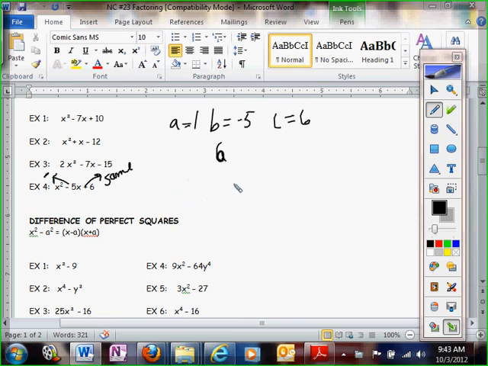And so look at my factors of 6. I have 6 times 1, 3 times 2. They're both minuses or negatives. So which set adds to negative 5? It's these two. Divide by a, which is 1. And finally, the variable goes with the number on bottom. X minus 3 and x minus 2.